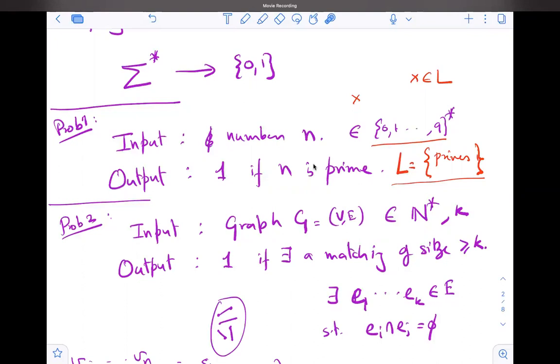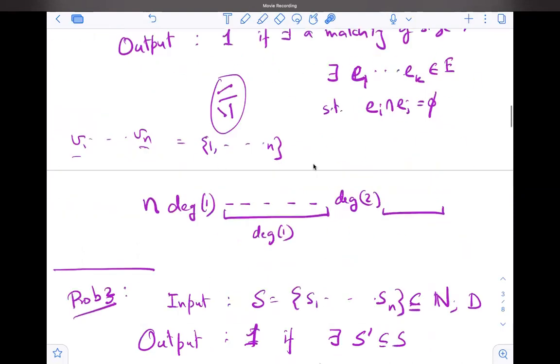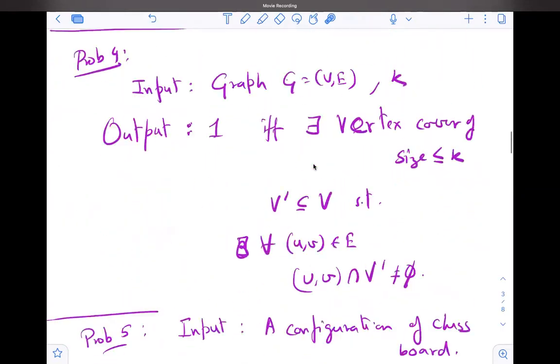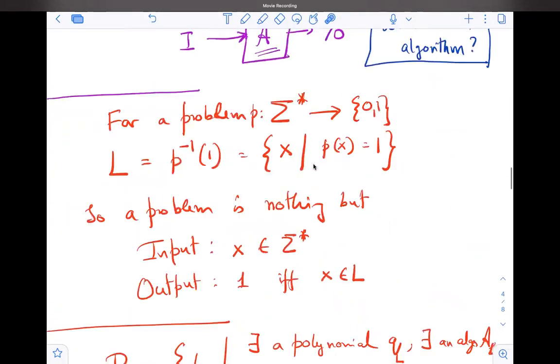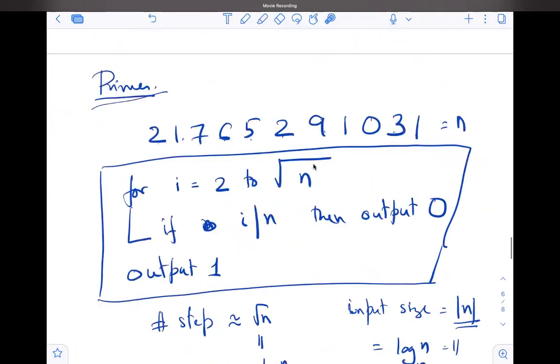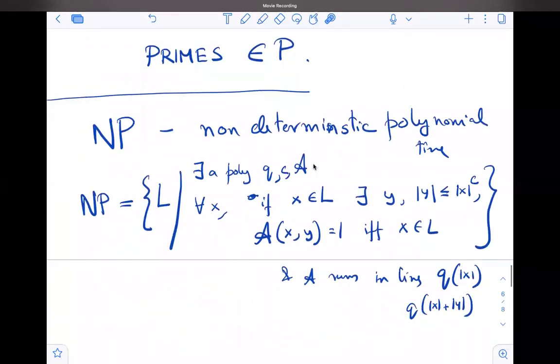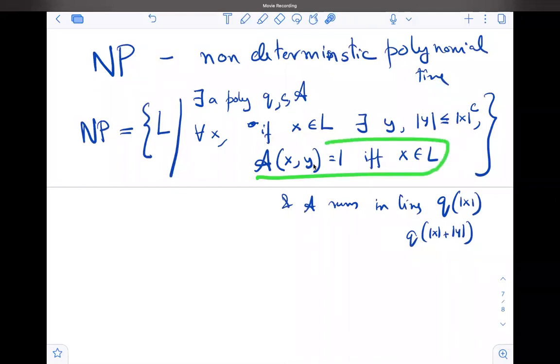Okay, so this also comes to what we just described here, as somebody else pointed out. Why are we just interested in the case of if and only if? If X is in L, only then I'm saying that such a thing exists. What happens if X is not in L?